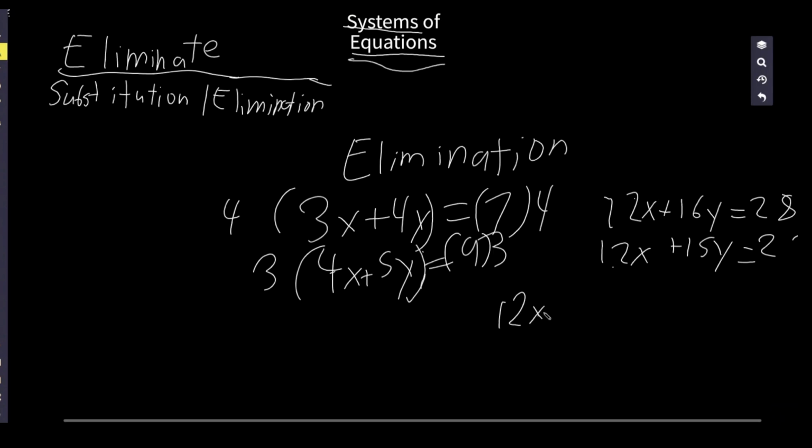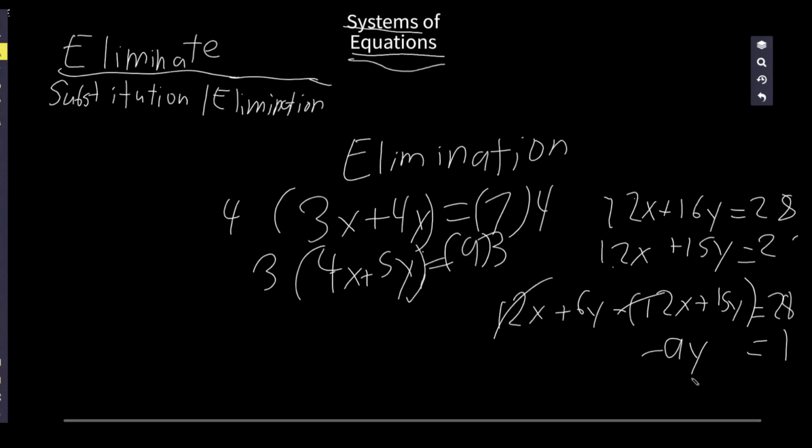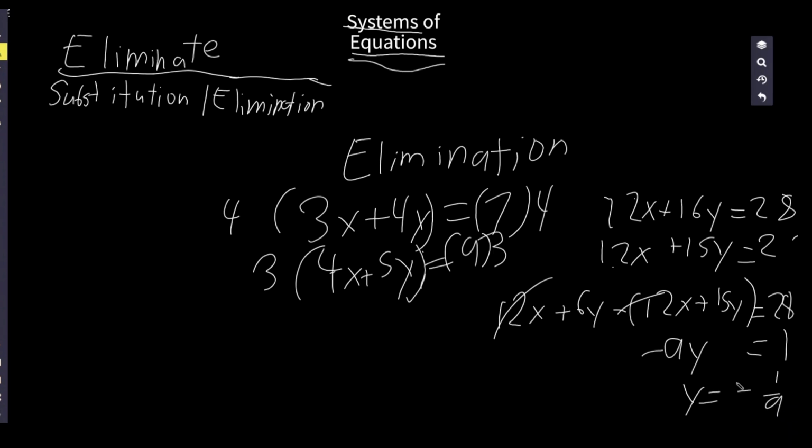So we have 12x plus 6y. Now we can subtract 12x plus 15y. And whatever we do to the left, we must do to the right. So instead of subtracting 12x plus 15y, we know that's the same thing as 27. So on the right-hand side, we get 1. And on the left-hand side, now that and that will cancel. And 6y minus 15y, that's minus 9y. Or that y equals negative 1 over 9.